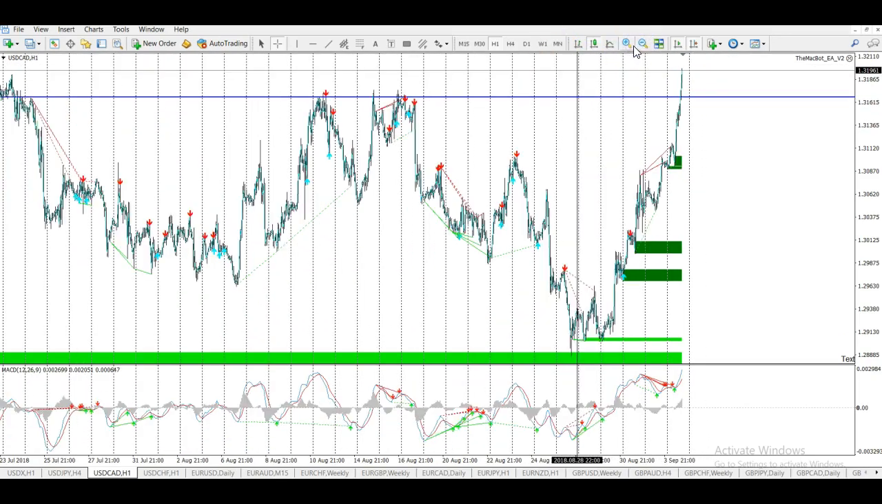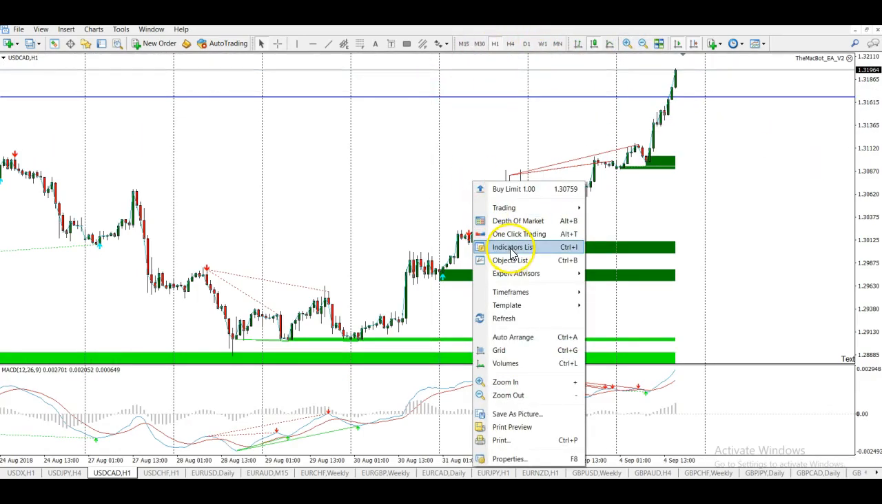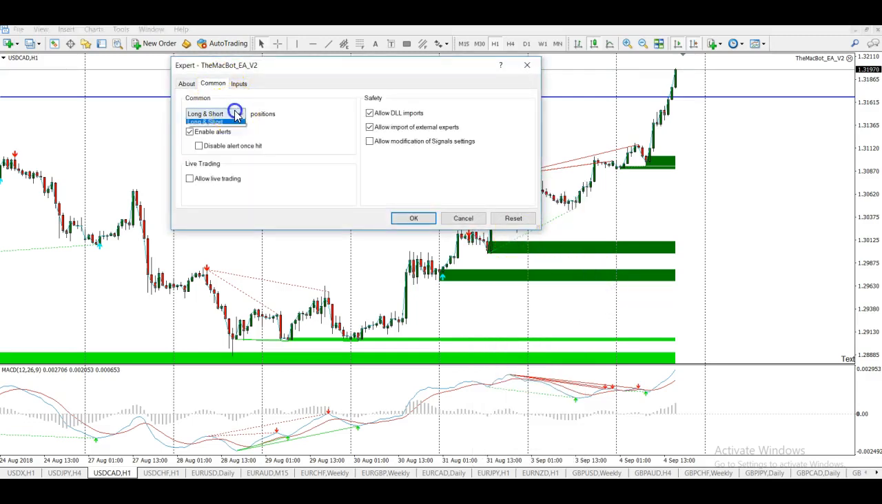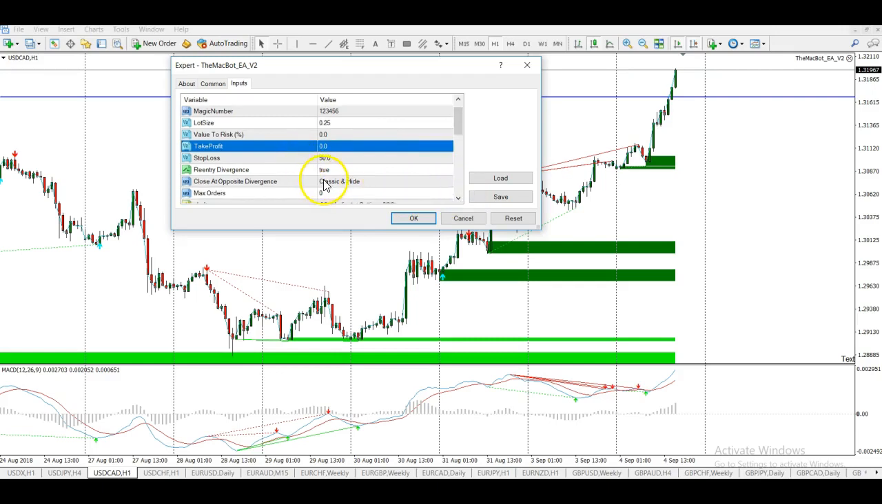What I'm going to do is simply go to the settings in the MacBot, go to properties, and we know I'm looking to short the market. I'm going to go to inputs and set my lot size for this trade, which is 2.5, and my stop loss was 50. My take profit I'm going to set to 0, because I'm going to monitor this and let it run down. Here I'm going to select the close at opposite.